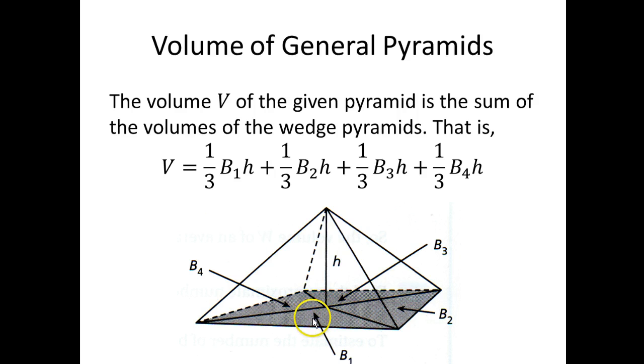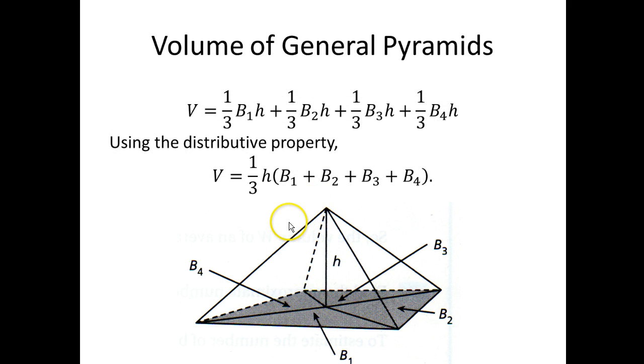So the volume of this pyramid as a whole is just going to be the sum of the volumes of the wedge pyramids that we already know the volume of. The volume of wedge pyramid 1 is just going to be the area of the base of the wedge pyramid times the height divided by 3, which is expressed by this. Then I'm going to do the exact same thing and add up all the volumes of all the wedge pyramids, which I know how to find by their bases and their heights.